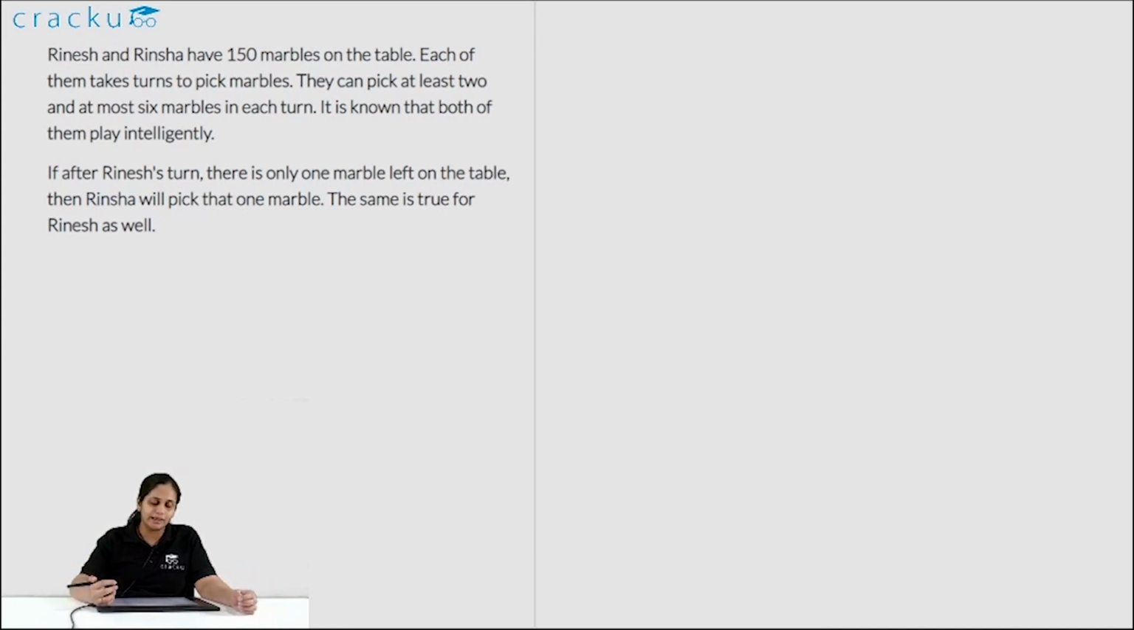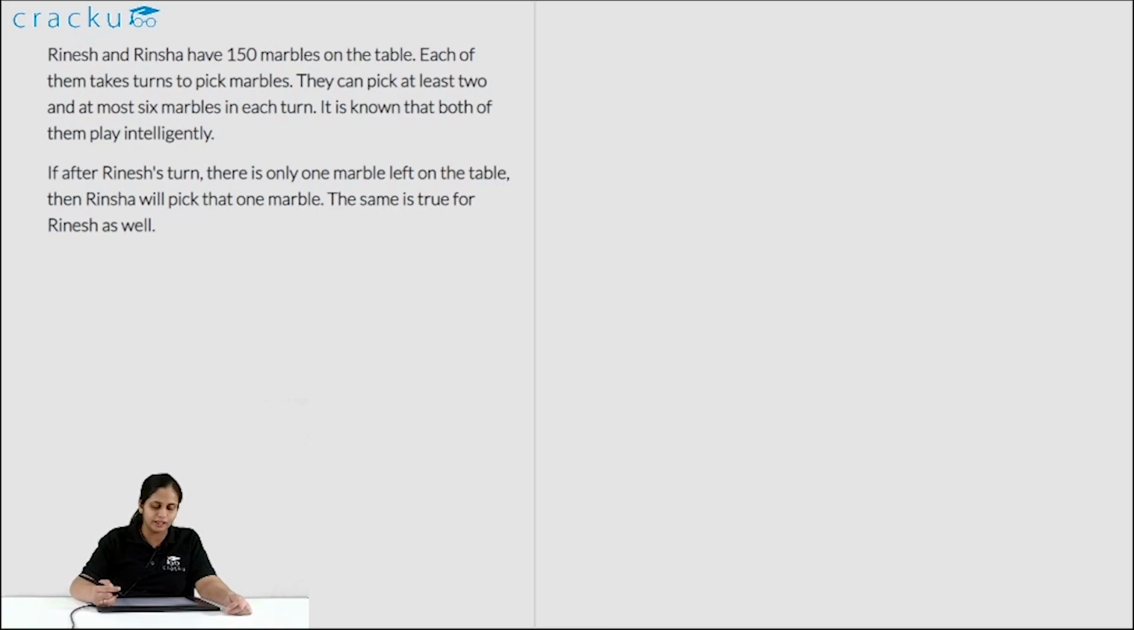So let's take a look at the LR set. Rinesh and Rinsha have 150 marbles on the table. Each of them takes turns to pick marbles. They can pick at least 2 and at most 6 marbles in each turn. It is known that both of them play intelligently. If after Rinesh's turn there is only one marble left on the table, then Rinsha will pick that one marble.